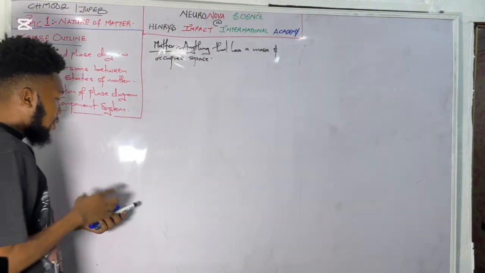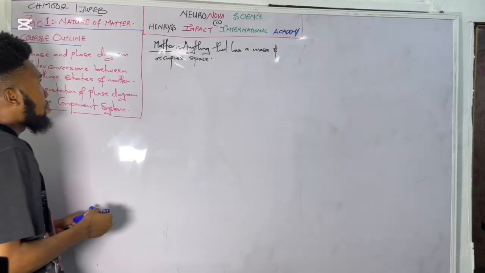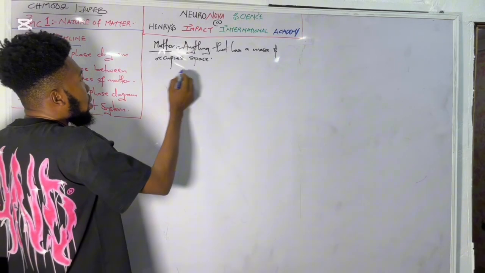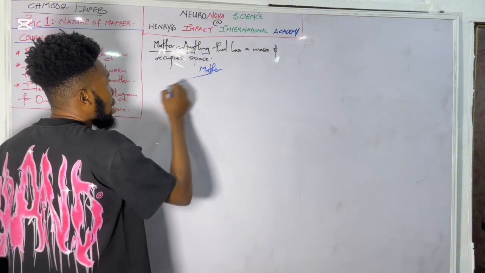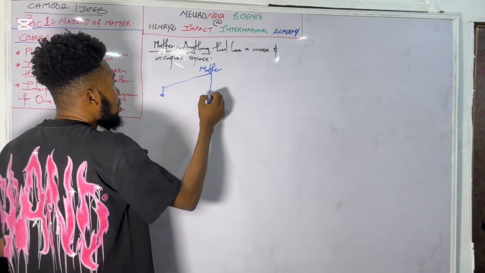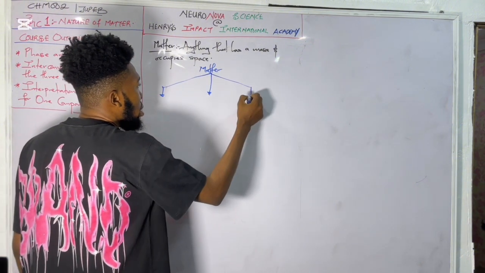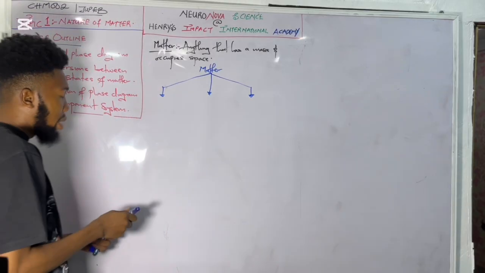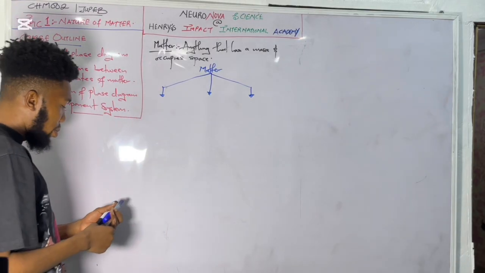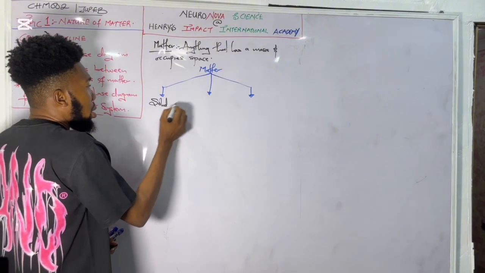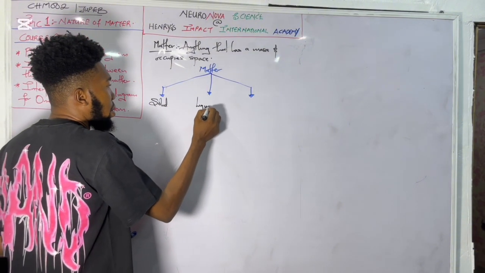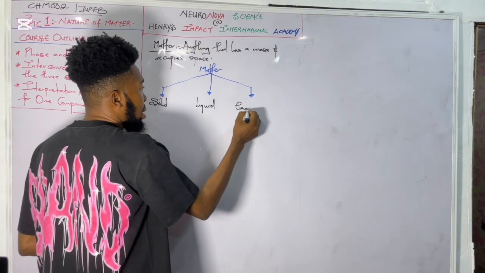So matter itself is in different phases. For now, I don't want to use the word phase. I'll use the word states, and I will give you my reason later. So matter is in three major states. I use the word major because that's what we're going to be looking at today. And what are they? We have solid, we have liquid, we have gas.